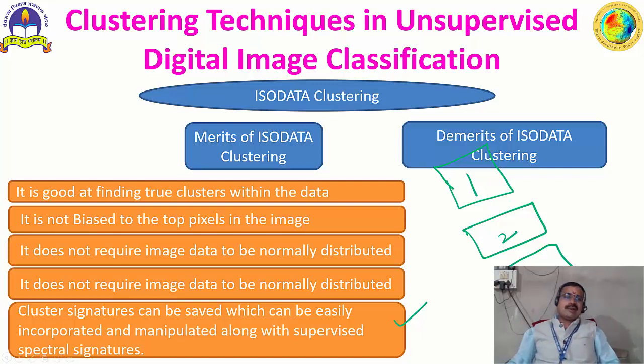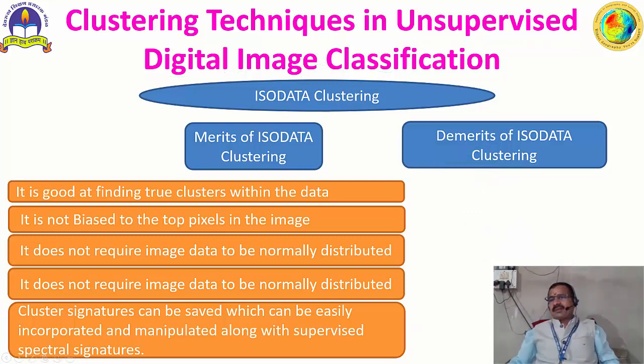And in ISO data, you can save these clusters, and these clusters may be used as a signature in the supervised classification also. And these are the various merits of using the ISO data clustering technique in unsupervised digital image classification techniques.